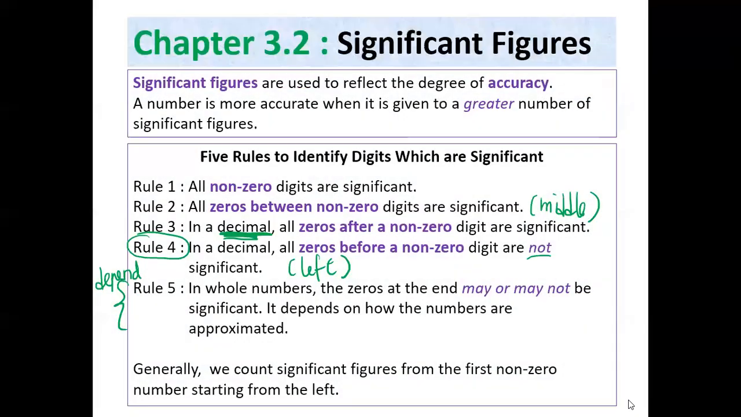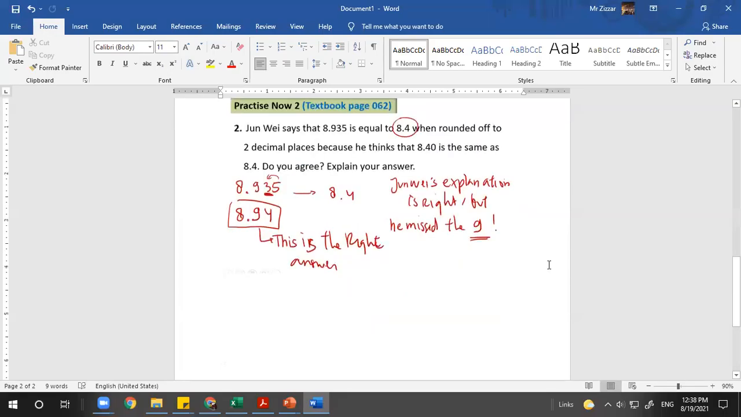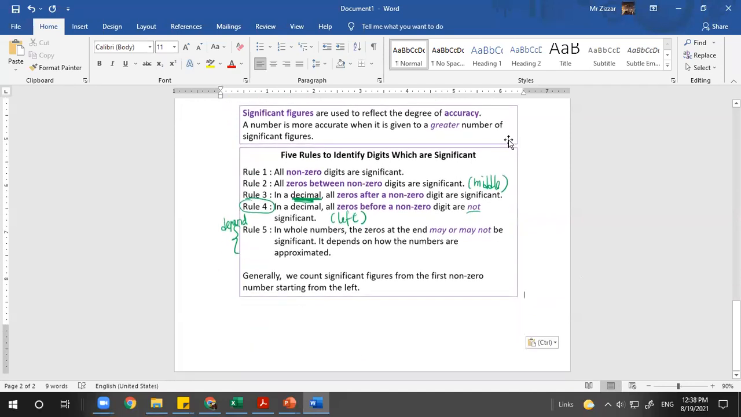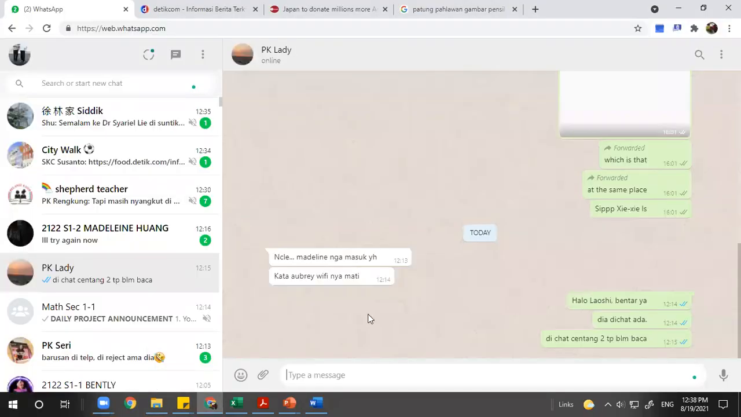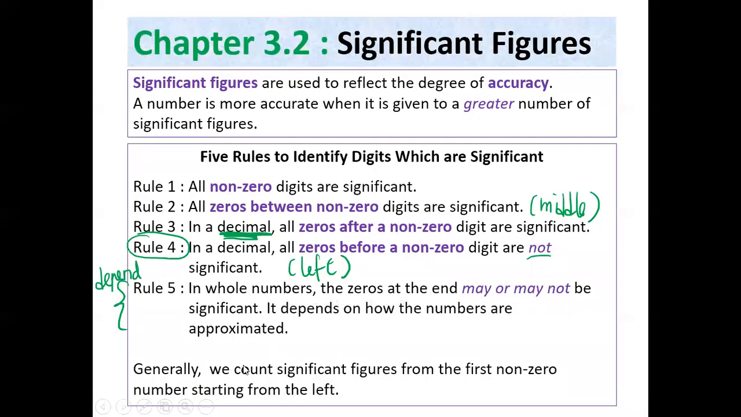Let's do this because we don't have the explanation here. The handwriting and all the workings are here. Now let's try to do this. Okay, continue.